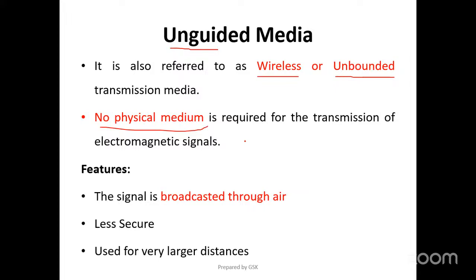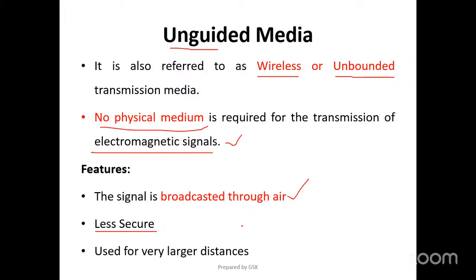As we covered just now, no physical media is used in this unguided transmission media. We use only electromagnetic signals. This is the important part: in the unguided media, we are using electromagnetic signals to transmit the data. Coming to the features of the unguided media, the signal is broadcasted through air. That is a very important feature. The signal is broadcasted through air and it is less secured.